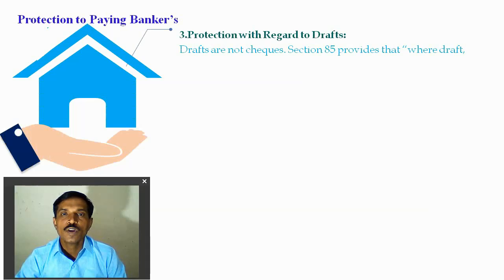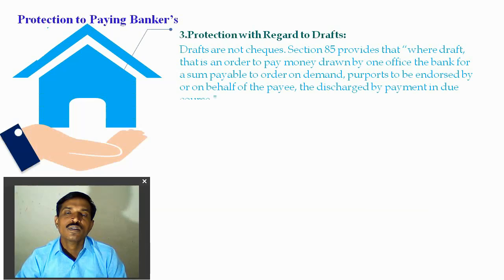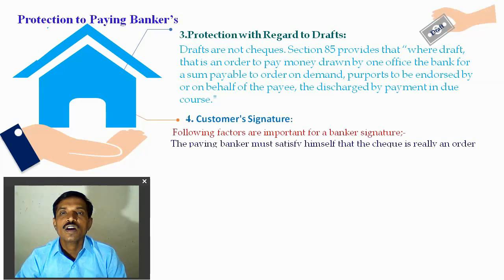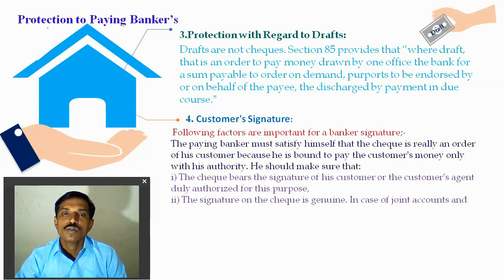The next is the protection with regard to drafts. Drafts are not checks. Section 85 provides that where a draft, that is an order to pay money, drawn by one office of a bank on another for a sum of money payable to order on demand, purports to be endorsed by or on behalf of the payee, the payment is discharged in due course. So there is protection available to the bank in regard to the draft, because the draft is not a check.